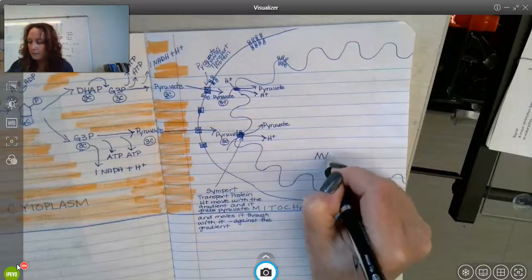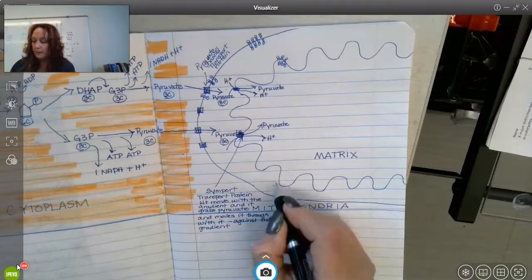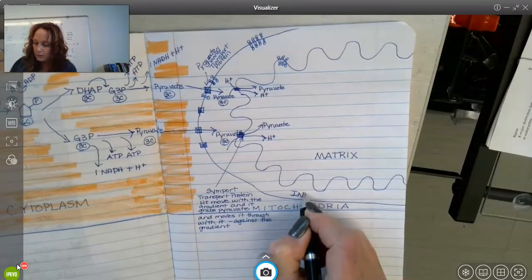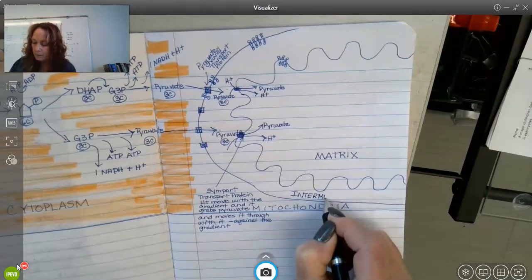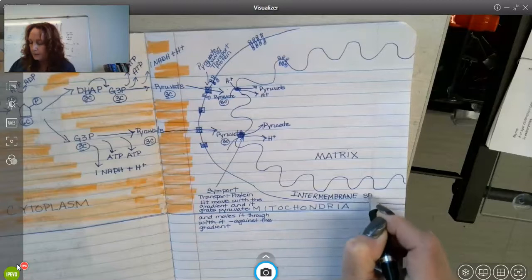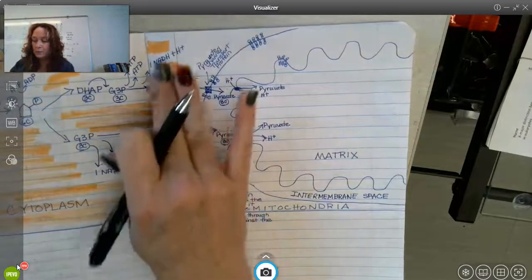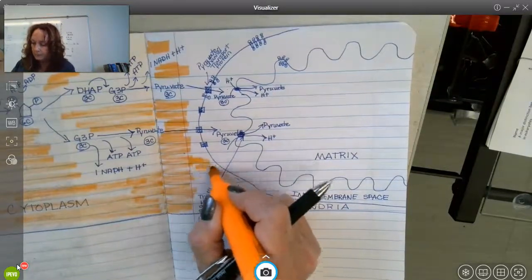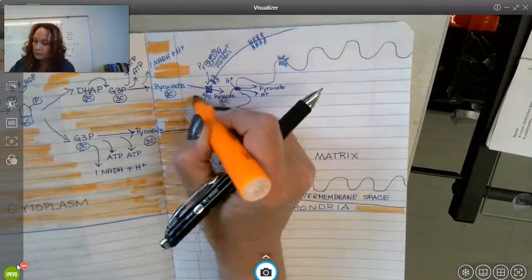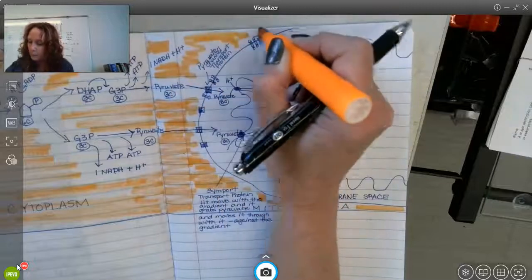This is called the matrix. This space in between the 2 membranes is called the intermembrane space. Out here, of course, is our cytoplasm. So I'm going to keep giving myself that color so that I can associate what is where.